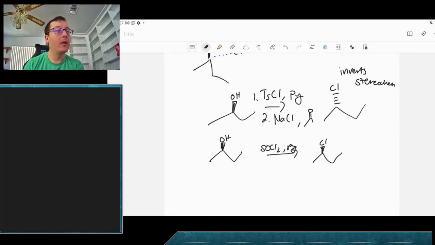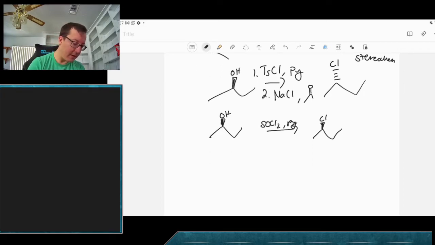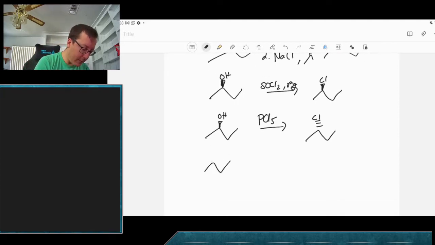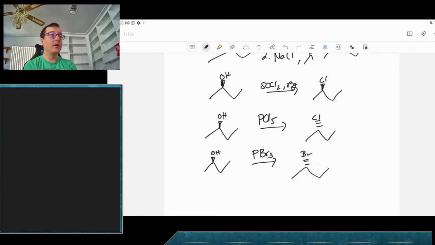Alrighty. There's a couple other reagents we can use to do this. We can use PCl5. If you use phosphorus pentachloride, you get the inverted stereocenter. If you use PBr3, you can get the inverted stereocenter. Either way, the thionyl chloride generally will retain your stereocenter, but the others will invert it.